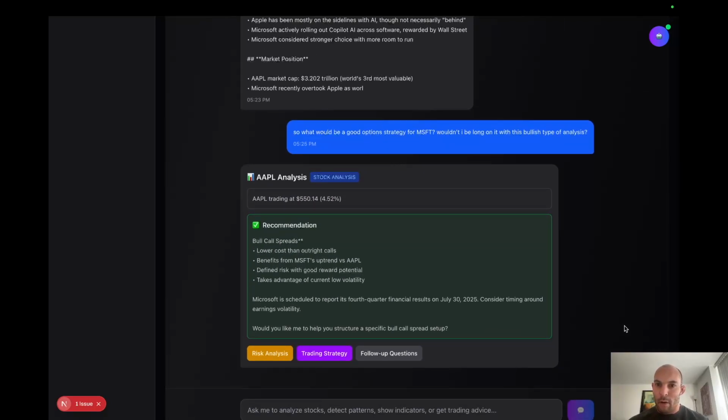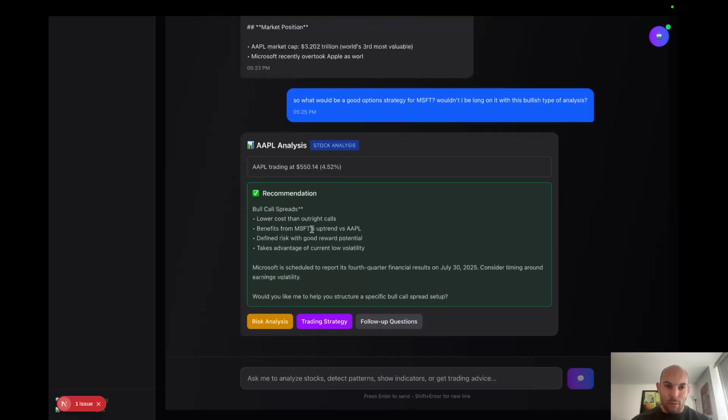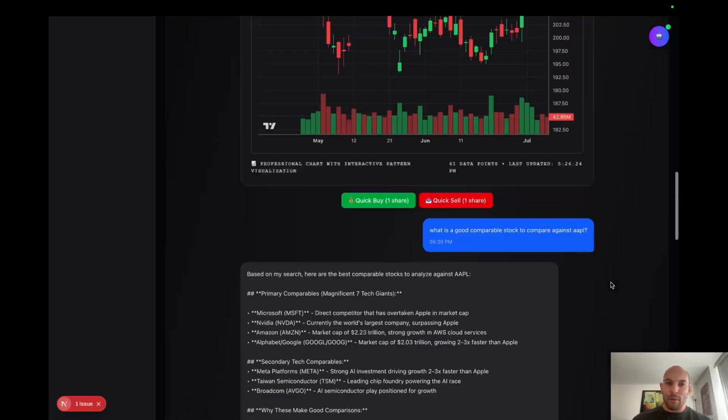Then from there, I said, so what would be a good option strategy for Microsoft? Wouldn't I be long on it with this bullish type of analysis? And it said bull call spreads: lower cost than outright calls, benefit from Microsoft's uptrend, defined risk with good reward potential, takes advantage of current low volatility. Would you like help structuring a specific bull call spread setup? Okay, so that's basically a simple demo.